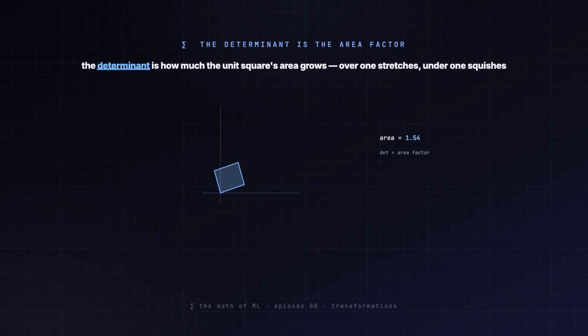And the determinant of a matrix is the area of the little square the basis arrows span after the warp. Bigger than 1 means stretch, less than 1 means squish, negative means a flip.